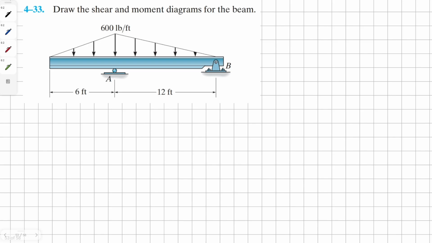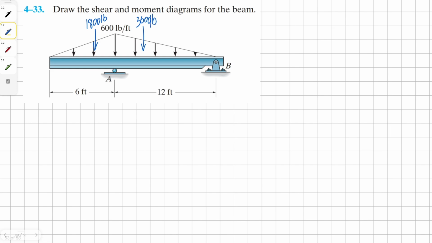Draw the shear and moment diagrams for the beam. To begin, let's convert our distributed loads into point loads. So we're going to have on the left hand side 1800 pounds. The right hand side will be half times 600 times 12, which comes up to be 3600 pounds.